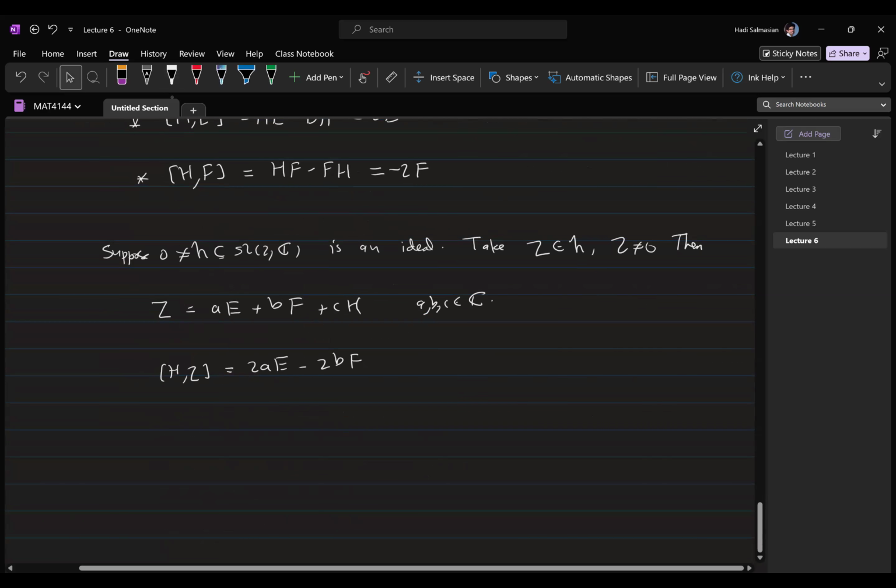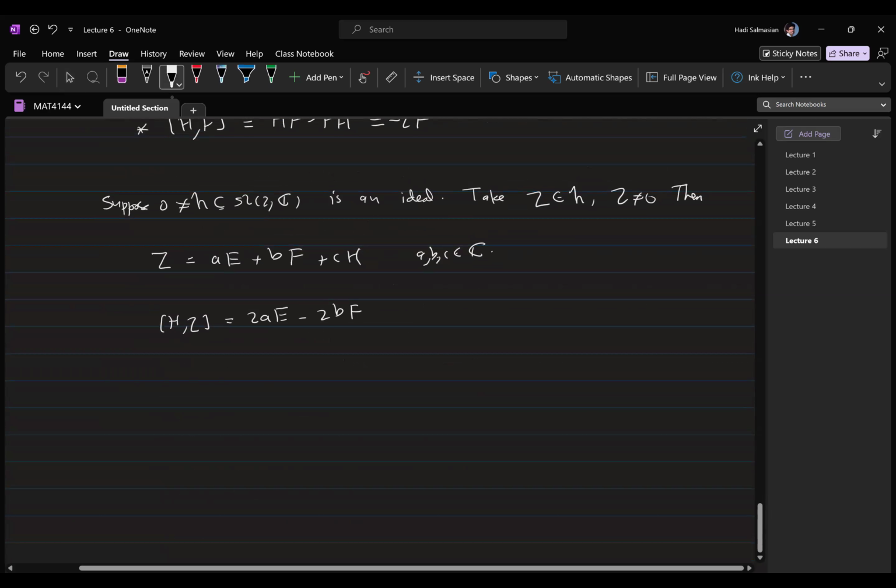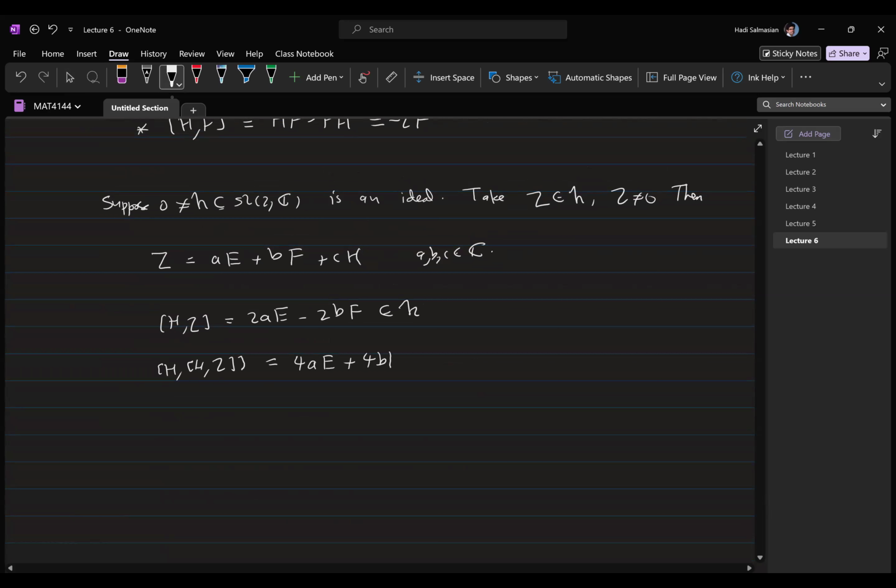Okay, it's diagonal. And now, what I know is that we have an ideal, so this should be in H. And I can do the bracket one more time. Still, I should get an element of H. But this time I'm going to get 4aE plus 4bF. And that should still be in H because I have an ideal.